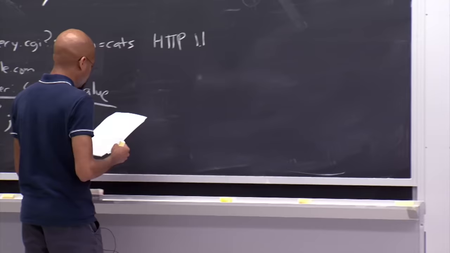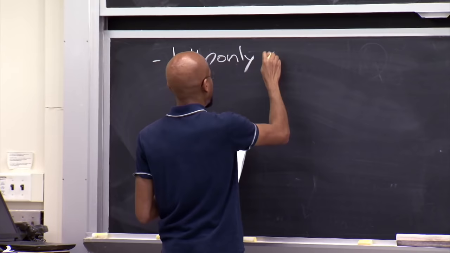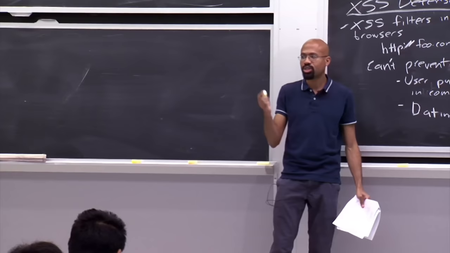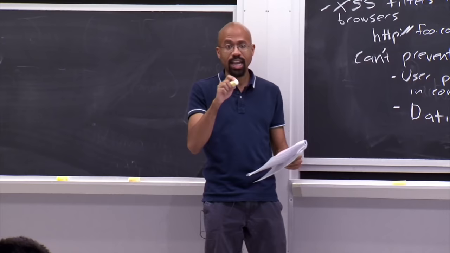So another defense against cross-site scripting is something known as HTTP-only cookies. The basic idea is that a server can actually tell the browser that client-side JavaScript should not be able to access a particular cookie. The server can just send a header value in the response in the Set-Cookie field saying, hey, don't let client-side JavaScript manipulate this cookie. So only the server can do this, right?